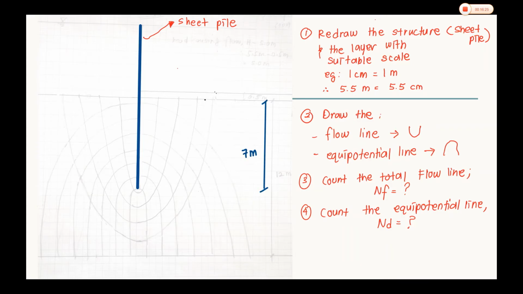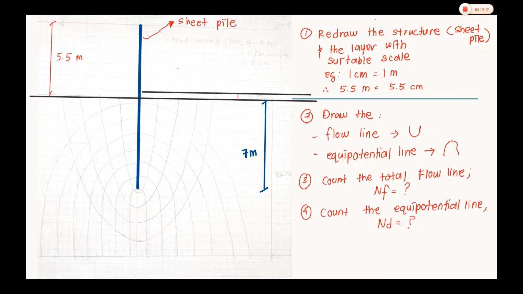If it is embedded 7 meter deep, meaning that is 7 cm from the ground surface. Alright, and then mark also the 5.5 meter, the higher pressure or higher level of the water, and the 0.5 meter for the lower pressure or lower level. That also follows the scale. 5.5 meter means 5.5 cm, 0.5 meter means 0.5 cm.